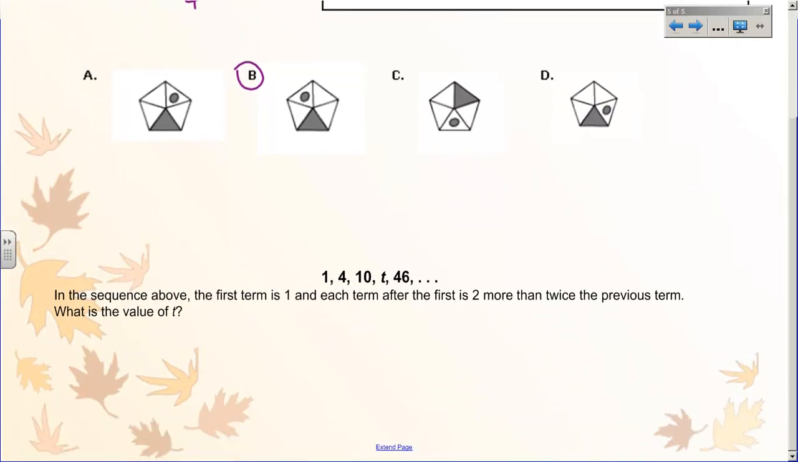Last one. In the sequence above, the first term is 1, and each term after is 2 more than twice the previous term. Well, let's write that down. It's 2 more than 2 times the one before it. If n is going to be the one before it, that's what we'll call it. We want to find out what t equals. Well, what is the term before t? The one before t is 10. So if I use this, it's 2 more than 2 times 10, which is 22. So t right here should be 22.